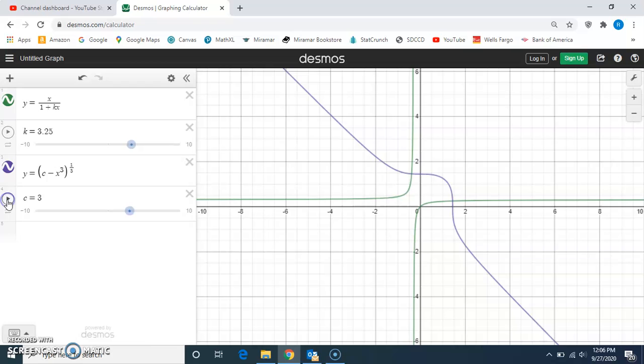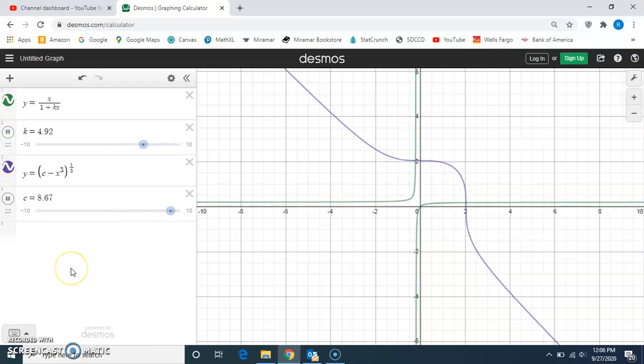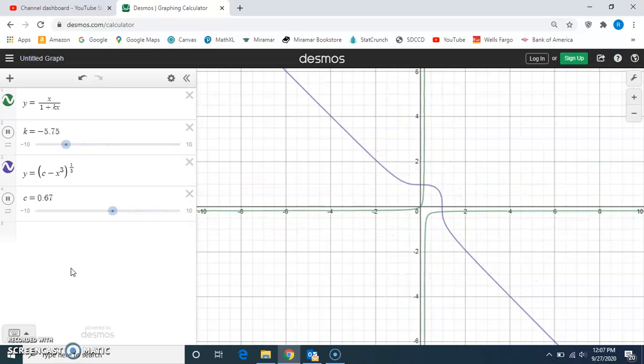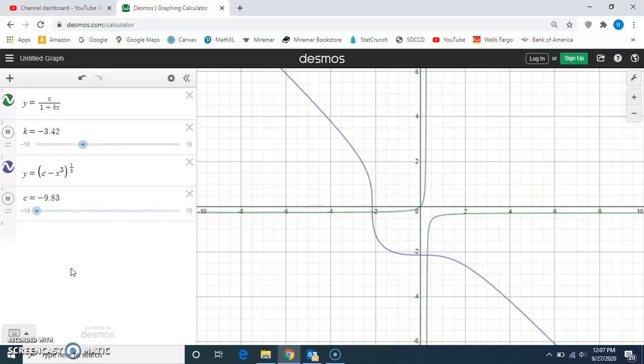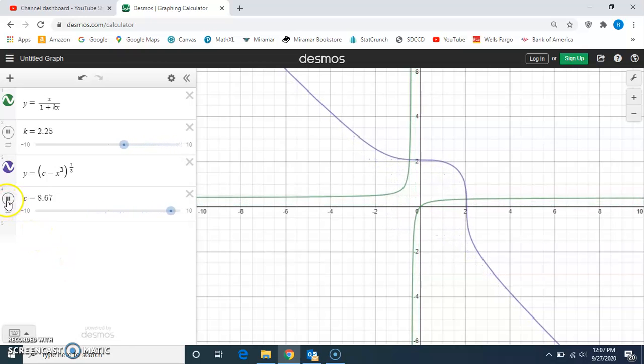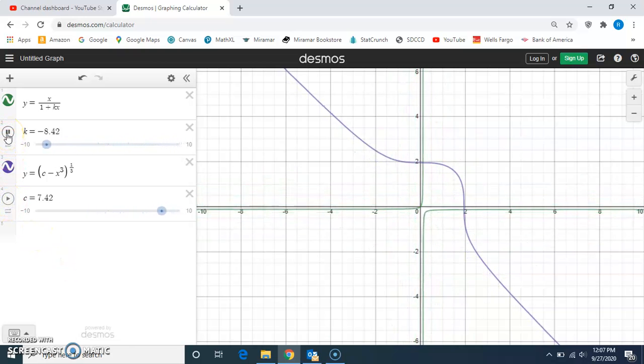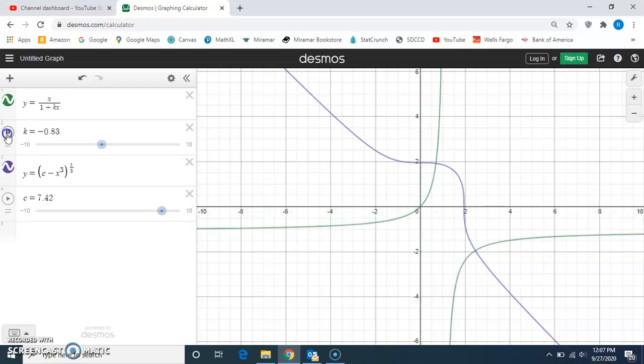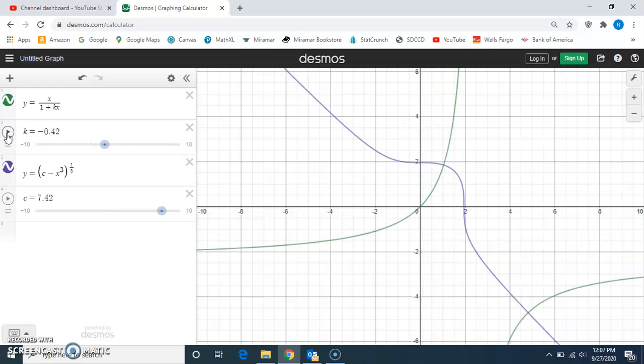So every combination, and now what's really cool is when you let them both go. Everywhere it crosses, it's always a right angle, any combination of c and k. So there's your orthogonal trajectory. That is really something interesting.